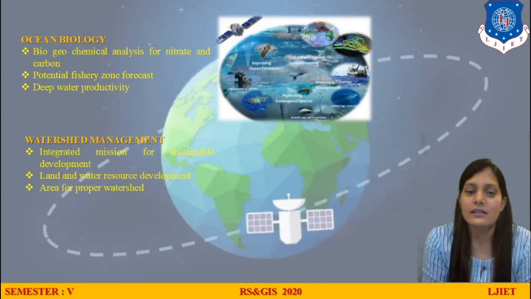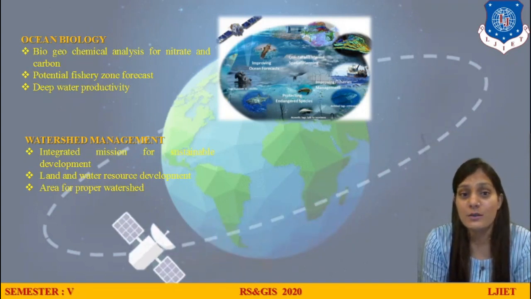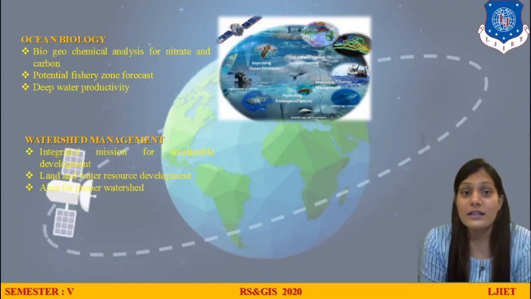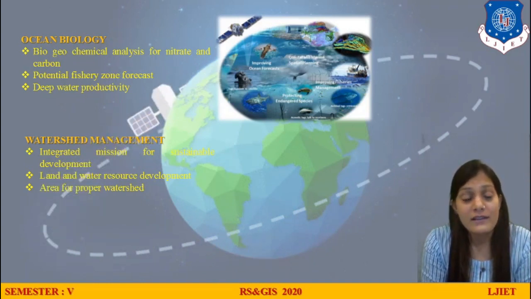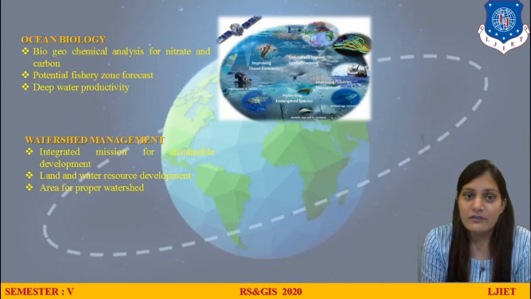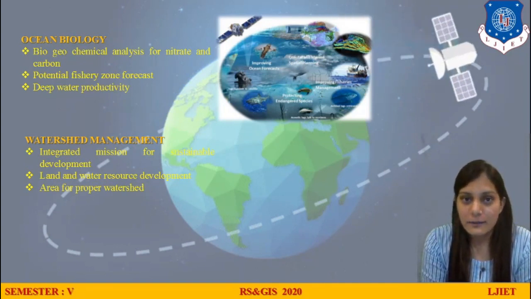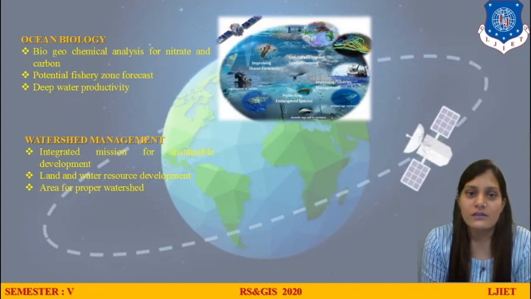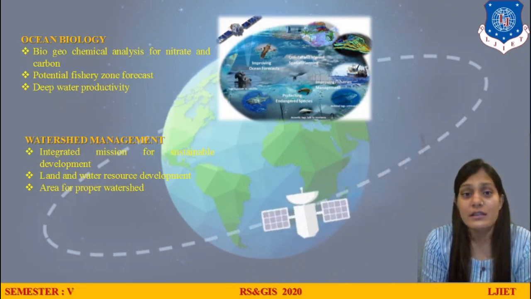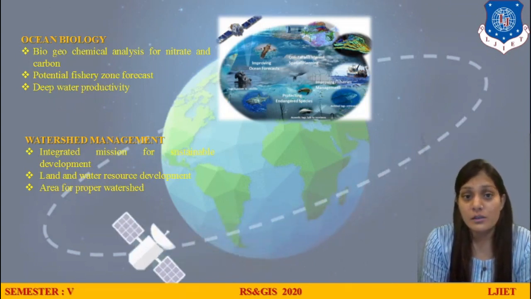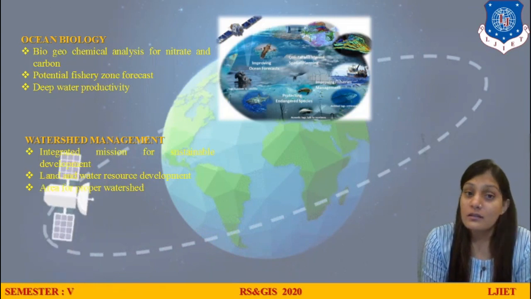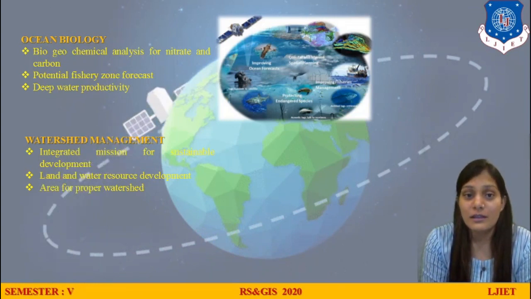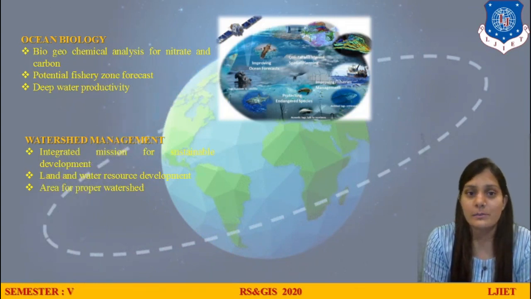It can generally show us the potential fishery zone, what the forecast is, and what the deep water productivity is. There are many lives living underwater, and we need to do analysis of it, right? So there are many major oceans, and we need to analyze them. Yes, remote sensing is a good technique to do ocean biology analysis. Many chemicals are also coming from it, and we can do the analysis by ocean biology.